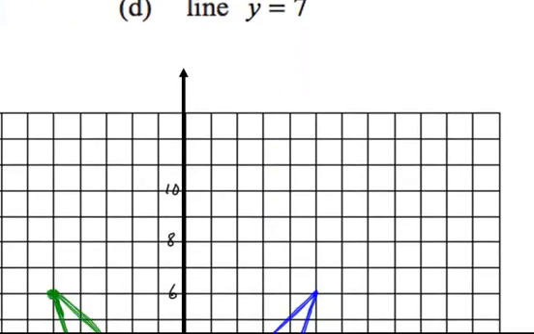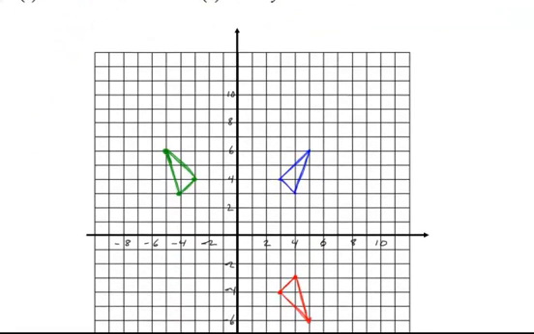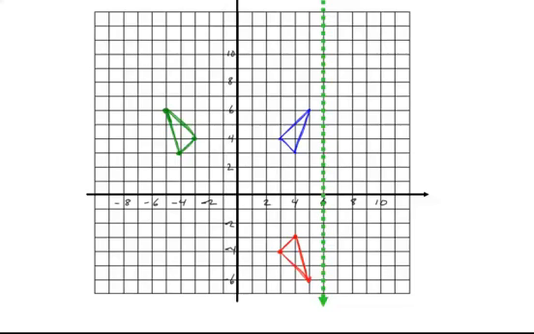Okay, now we're going to make our mirror line x equals 6. So x is 1, 2, 3, 4, 5, 6. Okay, so right here we have our mirror line, right? Everywhere along here, x is 6, x is 6, x is 6, x is 6, x is 6. So this is that line, and we're going to reflect this triangle in this mirror line.